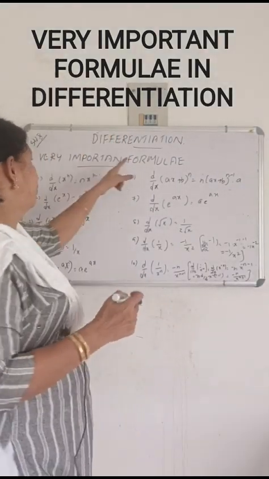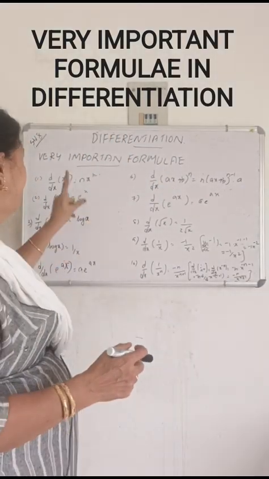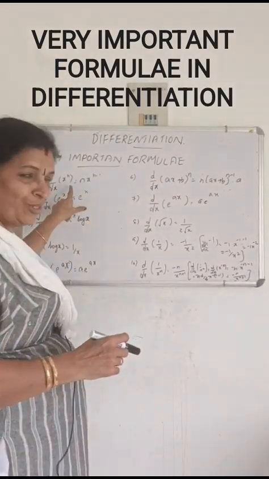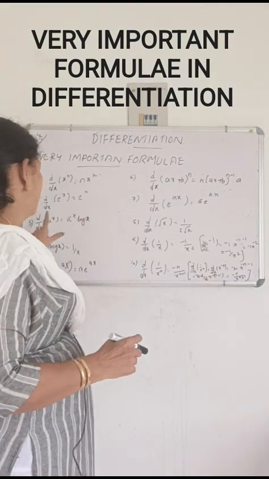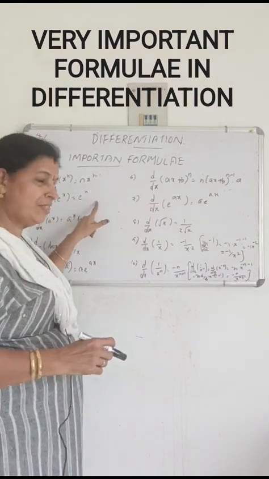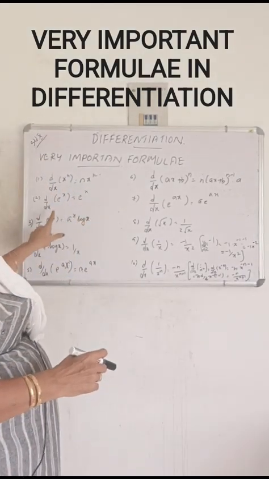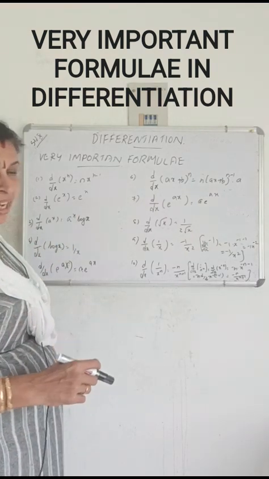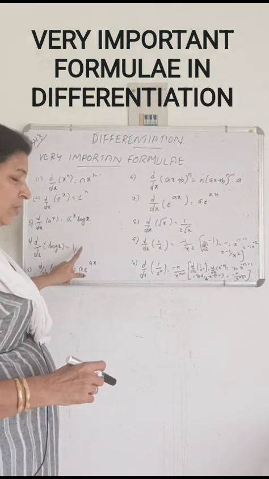Very important formulas to learn by heart in differentiation. d by dx of x raised to n equals n into x raised to n minus 1. d by dx of e raised to x is e raised to x. d by dx of a raised to x is a raised to x log a. d by dx of log x is 1 by x.